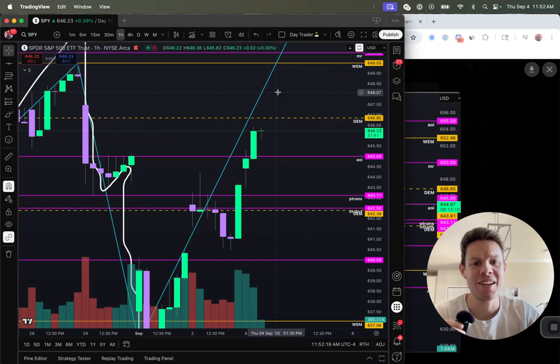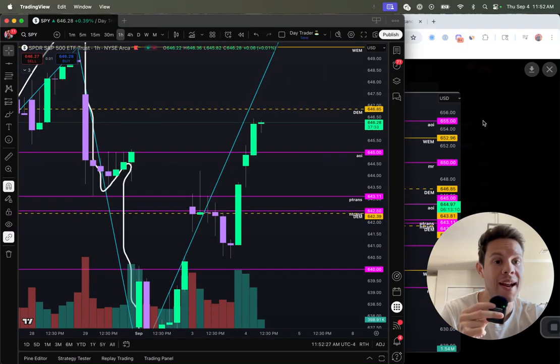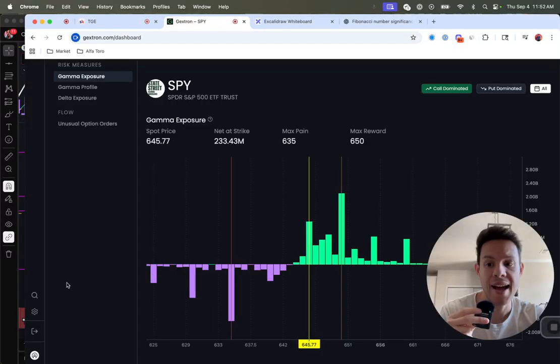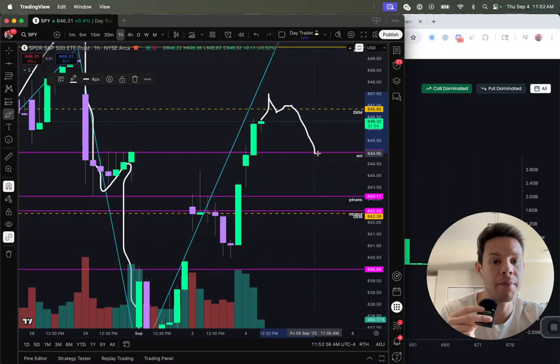Now, can it go higher? Of course. Can it get rejected there or stall out? Of course it can. And then find another level of support, another area of interest that Gextron has mentioned. It can definitely go here, stall out, and then boom, come back down to some sort of support before the next leg up.